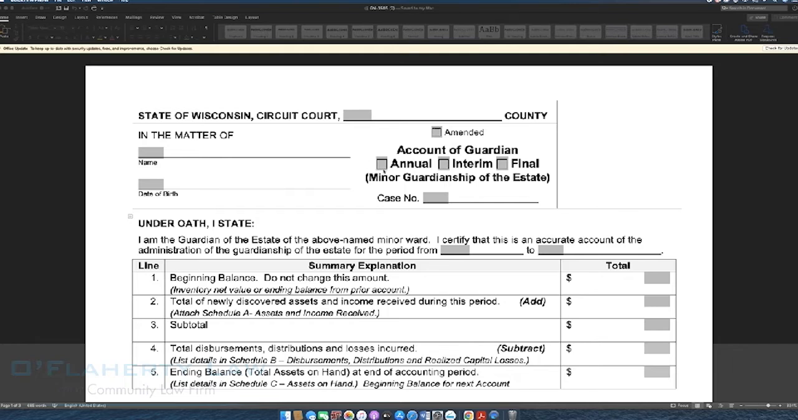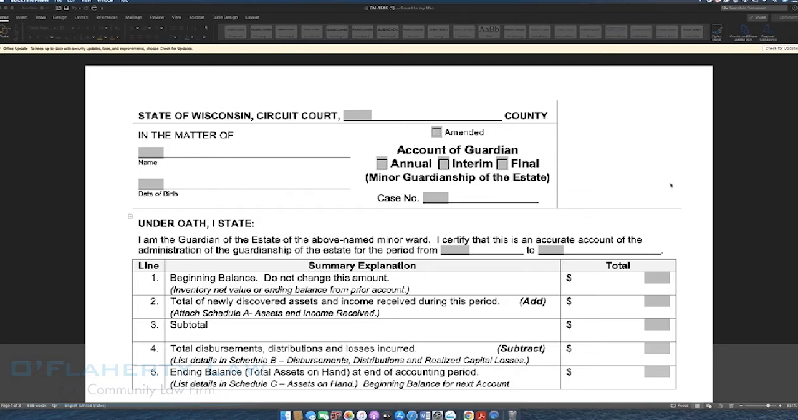Then you'll say whether or not this is an annual, an interim, or final accounting. So annual would be your annual accounting that you always have to do. Interim would be if you're maybe a temporary guardian. And final would be, you're done being guardian of the minor's estate and you're wrapping things up.